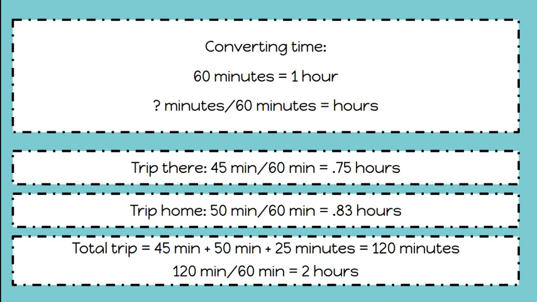many hours it is. So for our trip there, it's 45 minutes divided by 60 minutes is going to be 0.75 hours, 3/4 of an hour. The trip home is 50 minutes divided by 60 minutes, and it is 0.83 hours. And our total trip, if we add up all the parts, is going to be 45 plus 50 plus 25. Remember the time it took us to eat the ice cream. And so that is 120 minutes. Take 120 minutes, divide by 60 minutes, and it was a 2-hour long trip altogether.